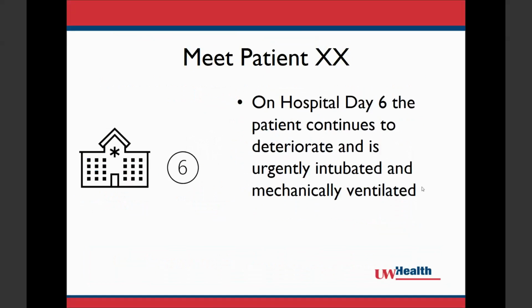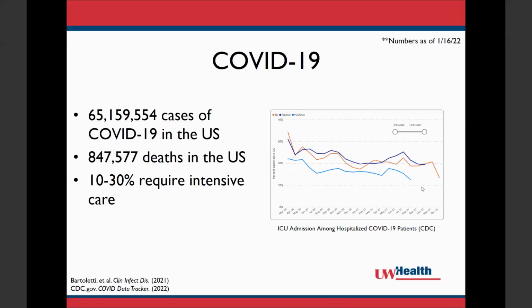However, on hospital day 6, he continued to deteriorate from a respiratory standpoint and was urgently intubated and started on mechanical ventilation. So this patient likely sounds familiar to a lot of us given our work during the COVID pandemic. The initial chief complaint of fever, shortness of breath, cough, and hypoxia is what we know as the typical presentation of COVID. And some patients unfortunately progress to that mechanical ventilation stage, leading to ICU admission.